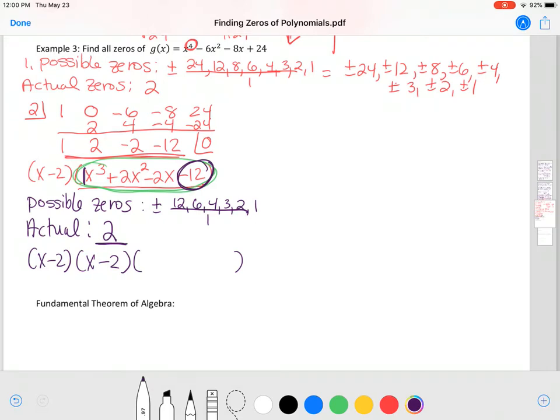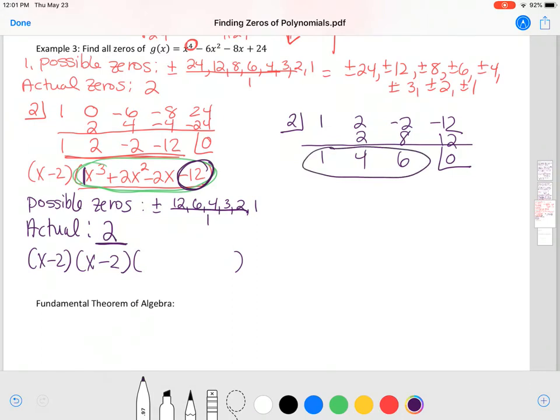So I'm going to use synthetic division on this second polynomial. My coefficients would be 1, 2, -2, and -12. I'm going to bring down my 1 to start. 2 times 1 is 2. 2 and 2 is 4. 2 times 4 is 8. When I add those, I get 6. 2 times 6 is 12, and I get a 0, which I should because I know it's a zero. But this helps me break it down again. So now I know this other factor is going to be x squared plus 4x plus 6.